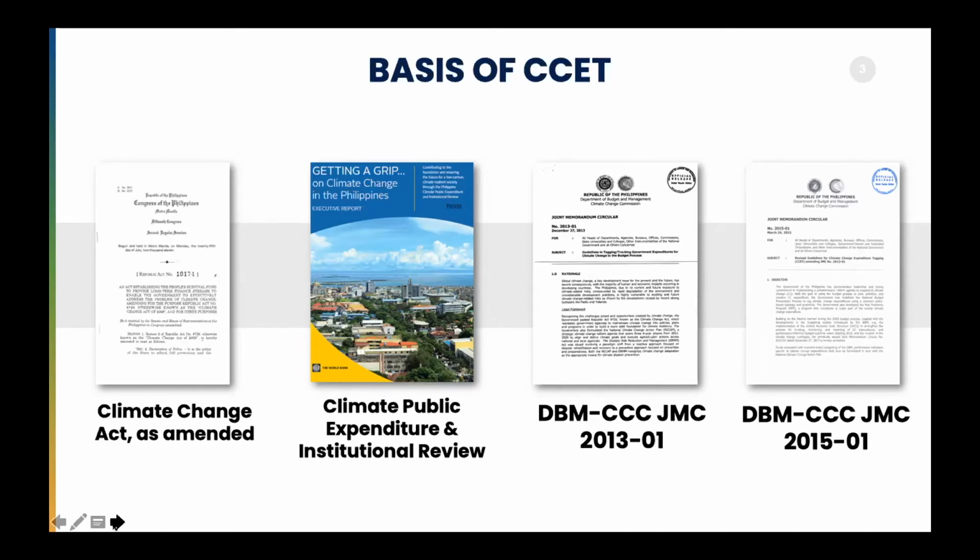So in 2015, DBM and CCC again issued a joint memo circular for climate change. And for the subnational, we also have a local counterpart of the national budget process, or integrating climate change in the national budget process. We also have a counterpart for the local process. And hence, CCC, DBM, and DILG also issued a joint memo circular. But we will not be focusing on the subnational CCET process. We will just focus our presentation on the national process.